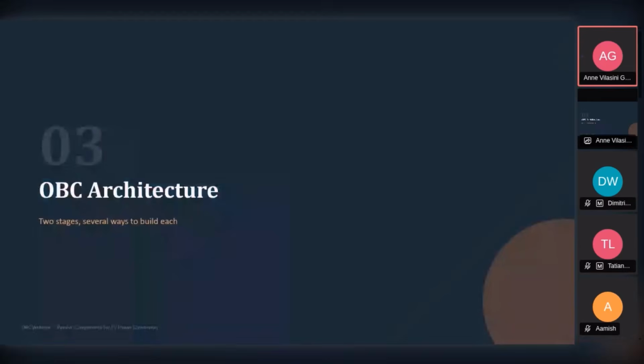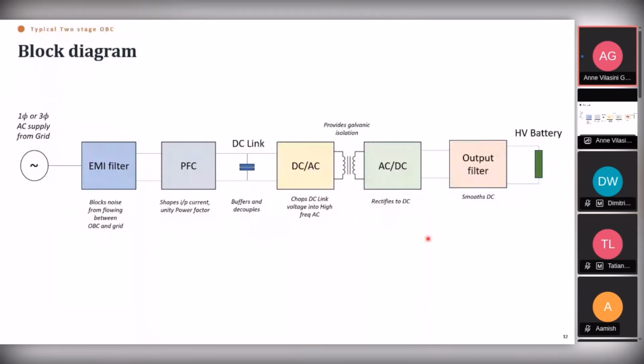So talking about the block diagram, here you can see a simple representation of a two-stage OBC. At the entrance, you have the AC voltage coming from the grid. These are the different blocks present inside an OBC. Starting with the EMI filter, it filters the noise coming from the grid and prevents it from entering the OBC, and it also stops the noise from the OBC going into the grid, so in both directions. Then PFC is the power factor correction.